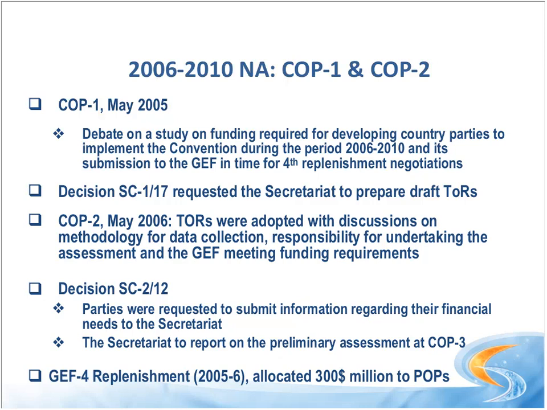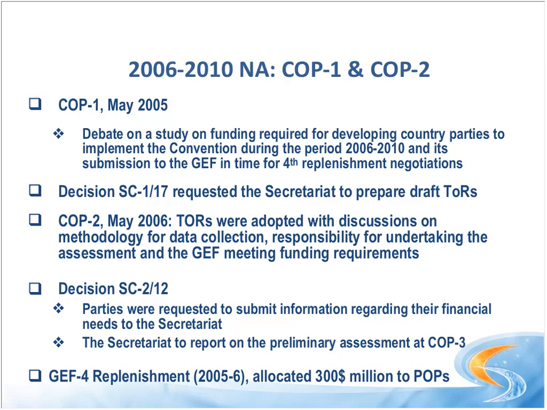The GEF 4 replenishment negotiations were held in 2005 and 6, and then they allowed the provision of $300 million to the POPs focal window. But at the time, the COP didn't have a full assessment and asked the Secretariat to prepare terms of reference that were discussed again at COP2 in 2006. And among the issues for discussions, interestingly, and they will come back, were the methodology, who would be responsible for undertaking the assessment, and also would the GEF be able to meet the funding requirements.